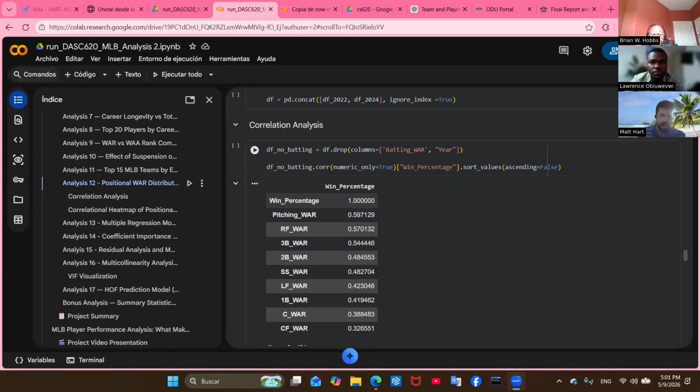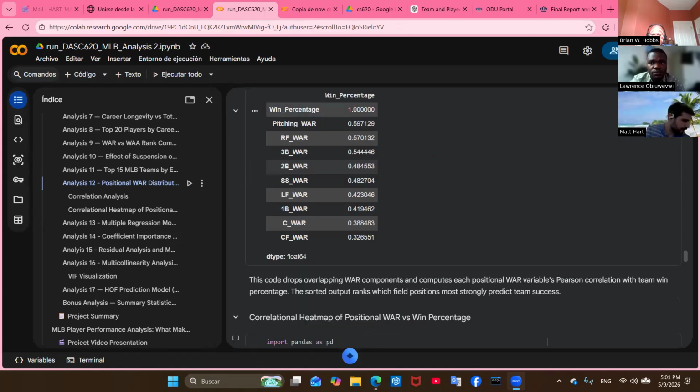First, we have this correlation analysis. We found that pitching WAR has the strongest correlation with win percentage, at 0.597, suggesting that pitching was the most influential factor tied to team success. Also, right field and third base positions showed a strong positive correlation, showing that teams with strong right field and third base production tend to win more games. Most positional variables were not highly correlated with each other, so that indicated that positions contributed relatively unique information.